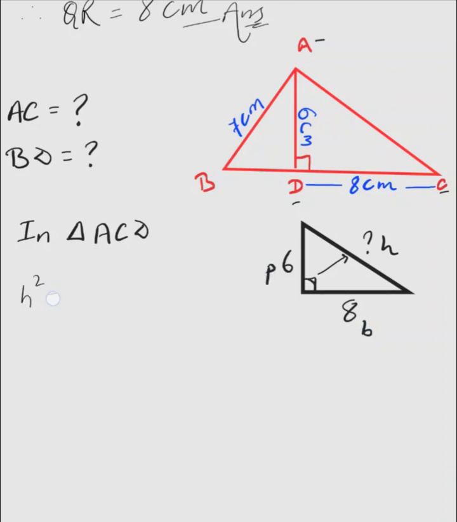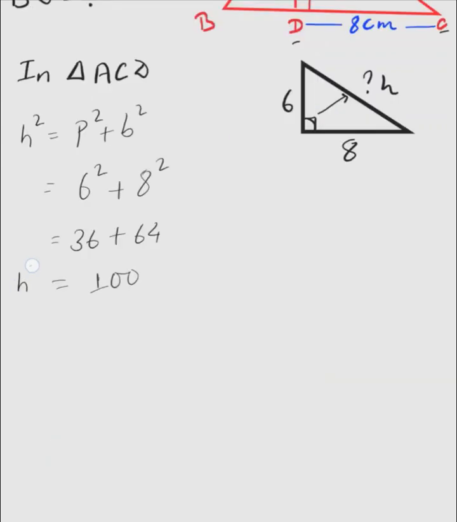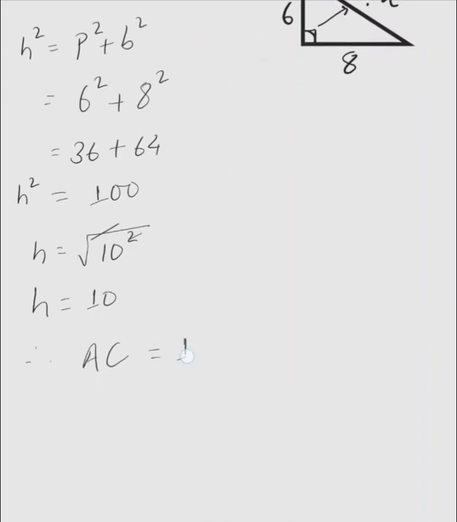Then h square is equal to p square plus b square, right? This is the basic formula we know. So we need to find h square. It's easy, so let's do it this way. P square is 6 square plus b square is 8 square. So it's 36 plus 8 into 8, which is 64, equal to 100. That means h square is equal to 100. Then h square is equal to 10 square. 10 square is 100, so the square and this cancel. Then h is equal to 10. Therefore AC is 10 centimeter.